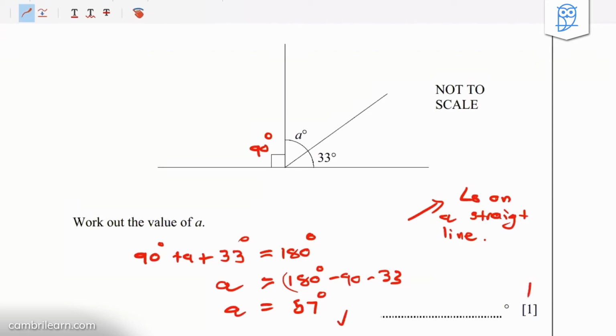Another quick way that we could have done it is we could have just seen that if this is perpendicular, then the other side will also have to be perpendicular. And if that is the case, then a is just equal to 90 minus 33. We could have seen that if this is 90, then we can say 90 minus 33, and this is equal to 57. So just a quick way that we could have done that.